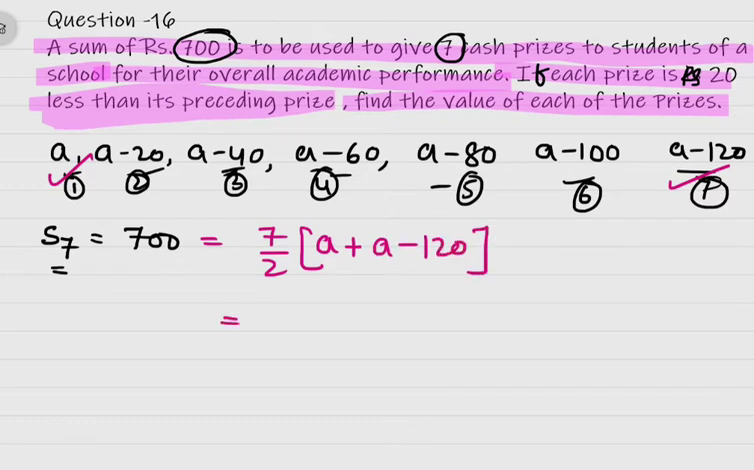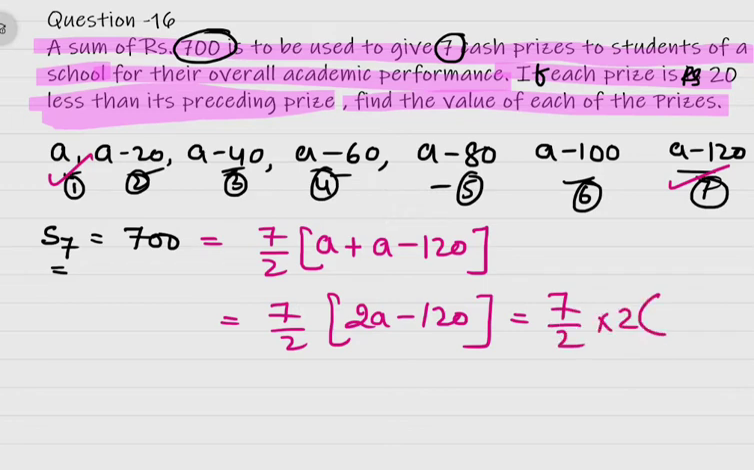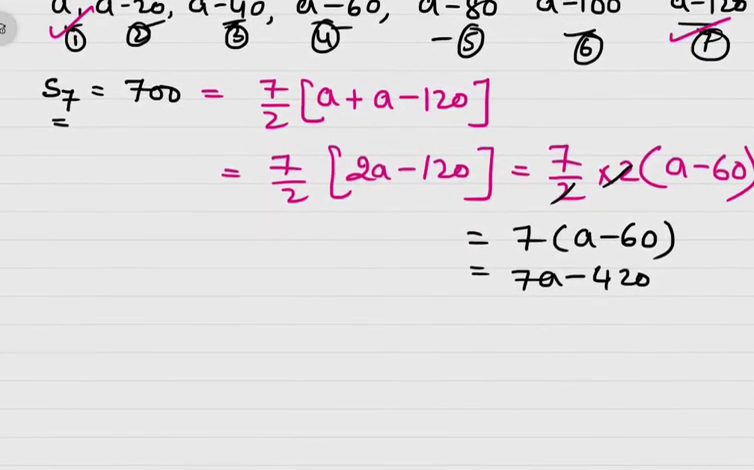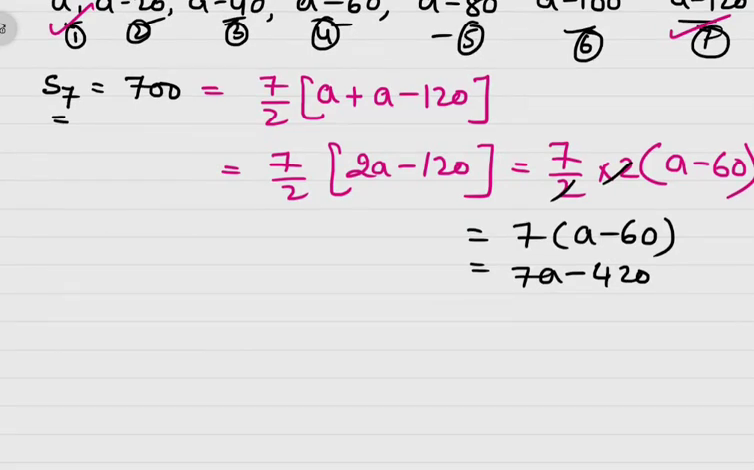Now look here how you can do 7 by 2. Inside you will be getting 2A minus 120. So this can be written as 7 by 2, and if you take out 2 common, you will be left with A minus 60 inside. Now you can cancel 2 and 2, so you will be left with 7 into (A minus 60). That will be 7A minus 420, since 7 sixes are 42. But this total 7A minus 420 is equal to how much? This is equal to 700.